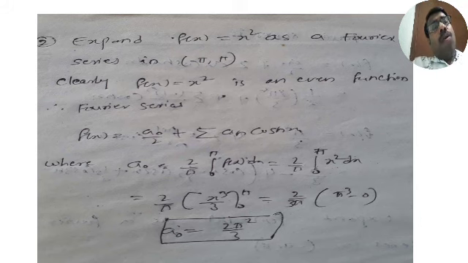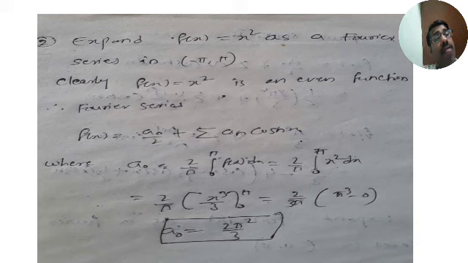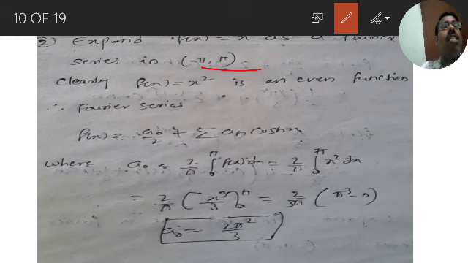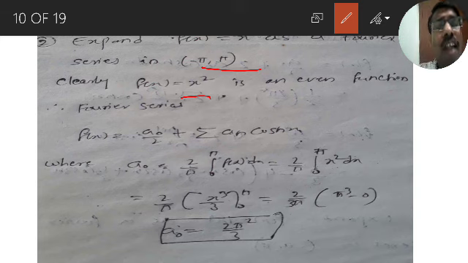Students, note what the interval is. The given interval is minus pi to pi. So the first essential thing to note is that the interval is from minus pi to pi, and the function is x square. What is x square? X square is an even function. Since the given function is even and the given interval is minus pi to pi, what is the Fourier series for an even function on minus to plus?